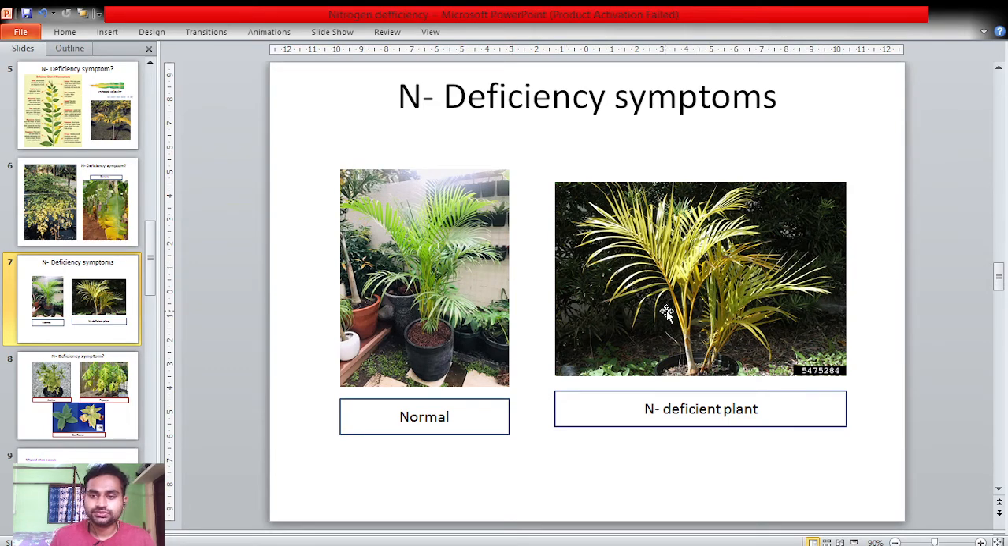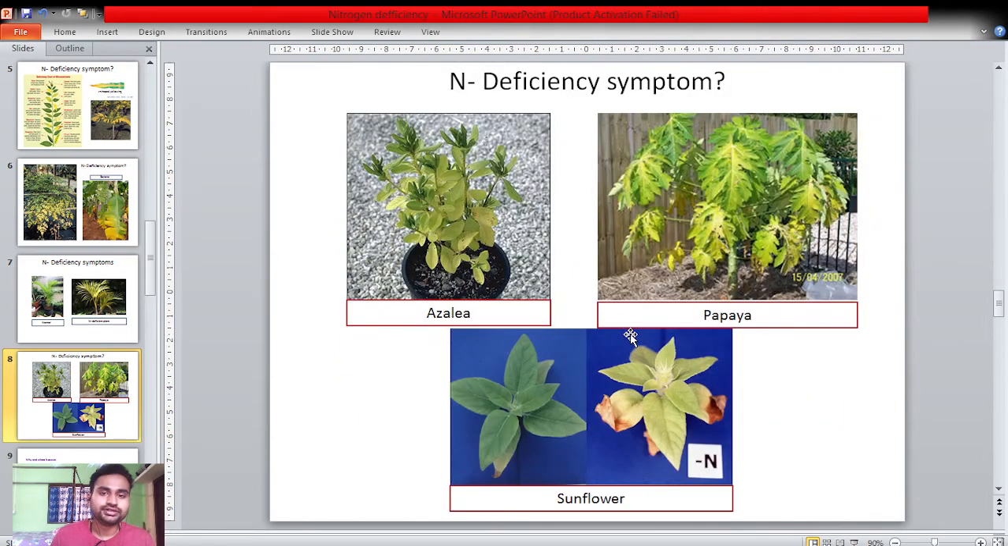So this is very easy, and we have to remember that generally there are no spots on the leaf when there is nitrogen deficiency. So we will go to the next slide, where we will show you how other plants are showing nitrogen deficiency.